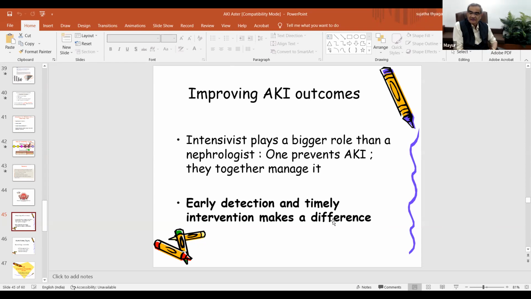The intensivist actually plays a bigger role than a nephrologist because he's the one who is at the forefront and is going to try to prevent the AKI. Of course, even despite all efforts, AKI may still develop, and then together, nephrologists and intensivists can manage it, so that they will decide the indication for dialysis or renal support. And early detection and timely intervention is what makes a difference. That will have an effect on the length of stay, the overall outcome, and so on.